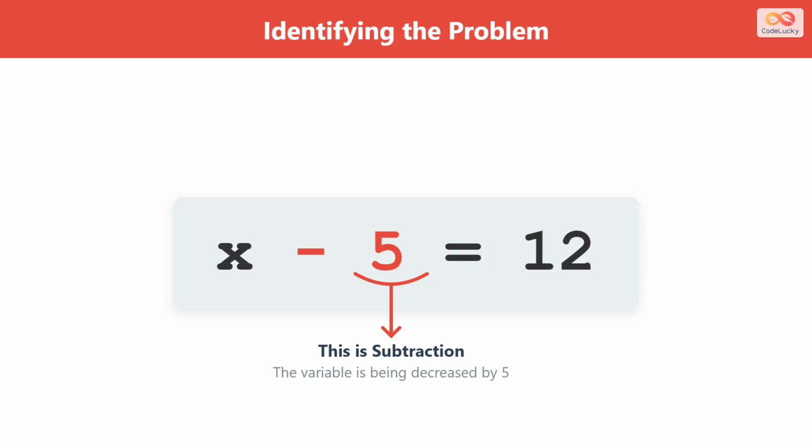Let's look at this equation. x - 5 = 12. Notice the minus sign. This tells us that the variable x is being decreased by 5. To solve this, we need to remove that minus 5.